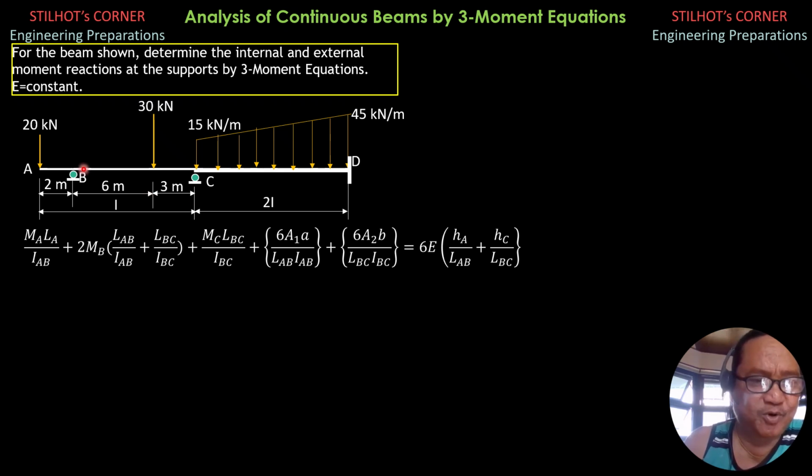We can find the moment at B easily. It is negative 20 times 2, so it is negative 40 kilonewton meter, and that's one internal moment at B.